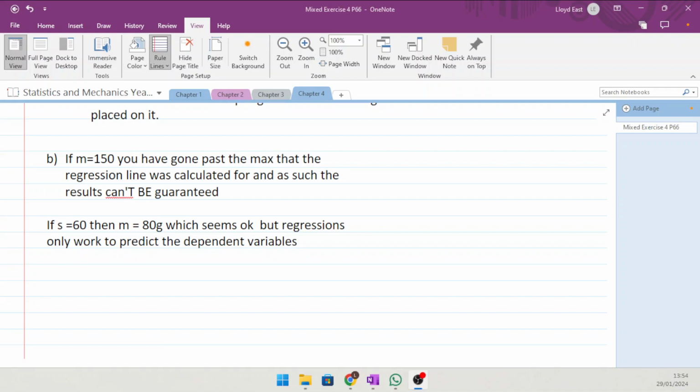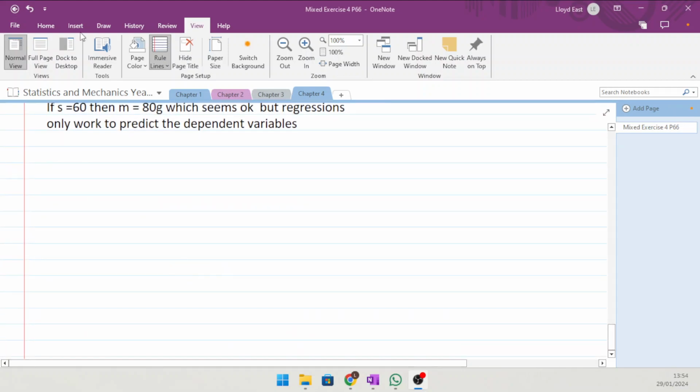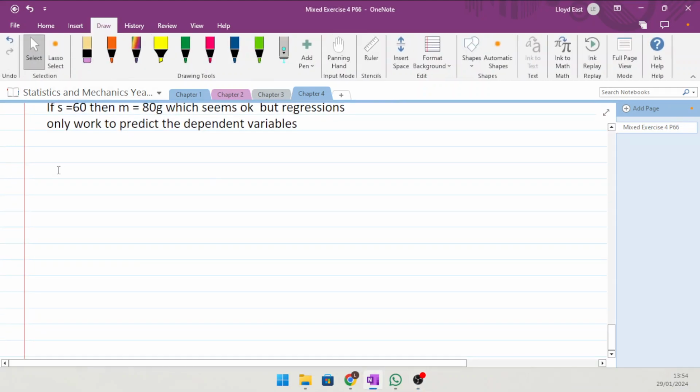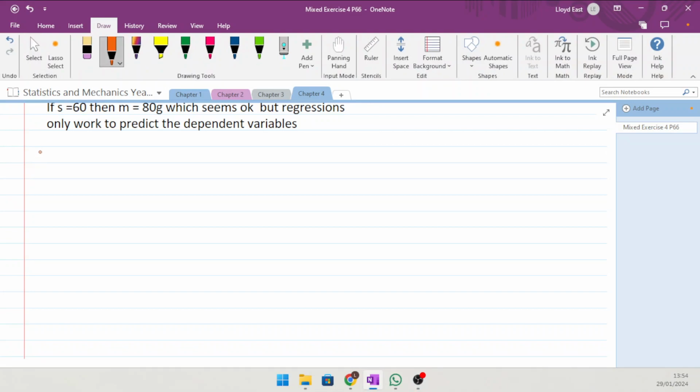Right then, here we are, Statistics and Mechanics, Year 1, Chapter 4, looking at question 7. Okay, that was question 6 just done. So, question 7. A student is investigating the relationship between the price in pence of 100 grams of chocolate and the percentage of cocoa solids in it on the x-axis. Data obtained is shown in the table. Right then, draw a scatter graph.